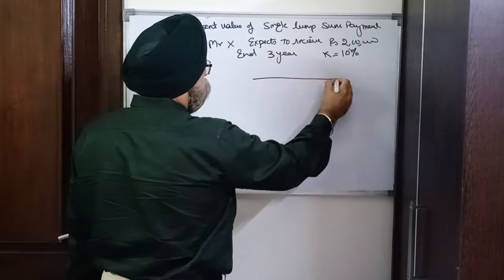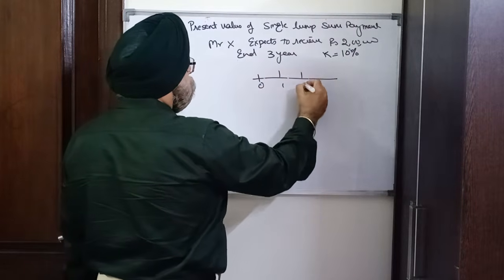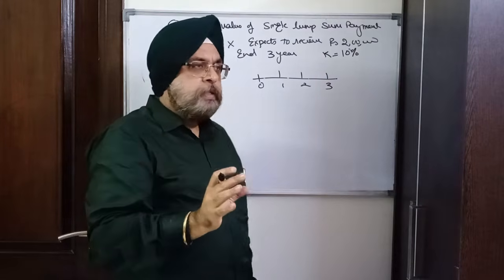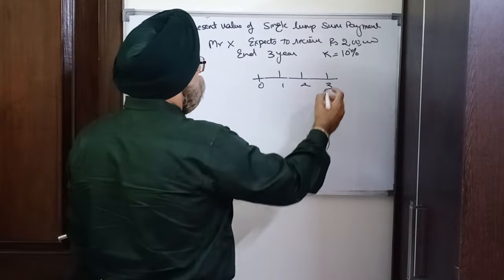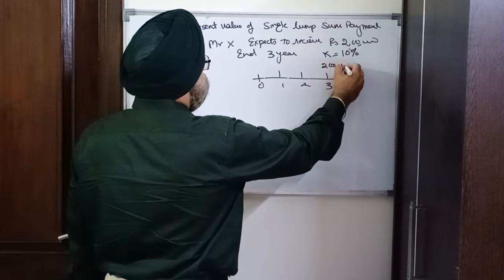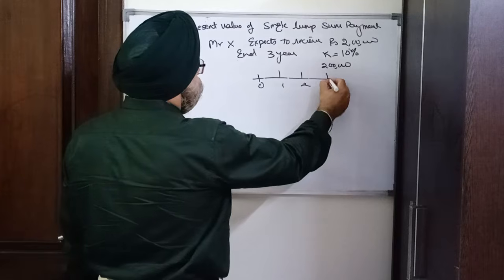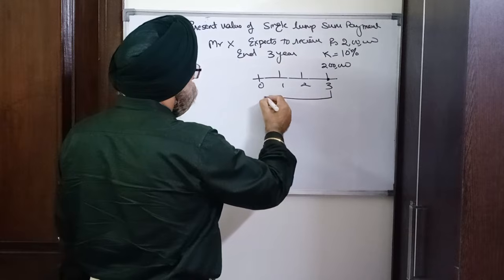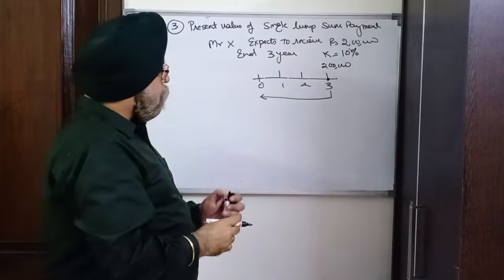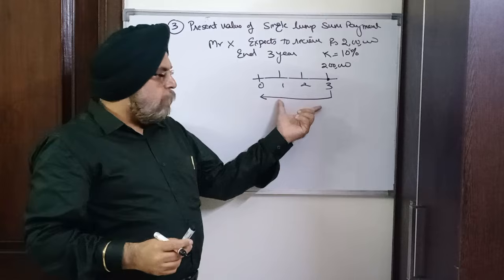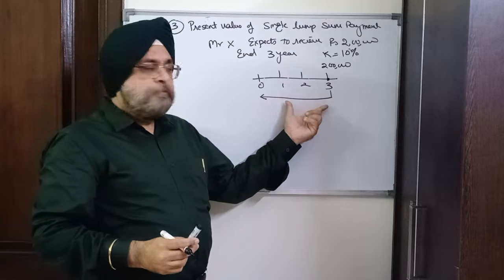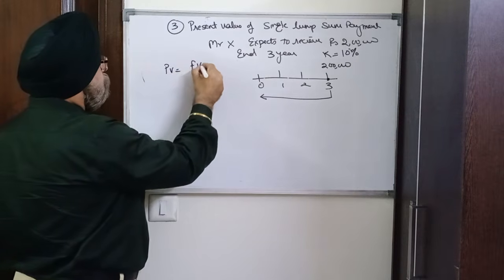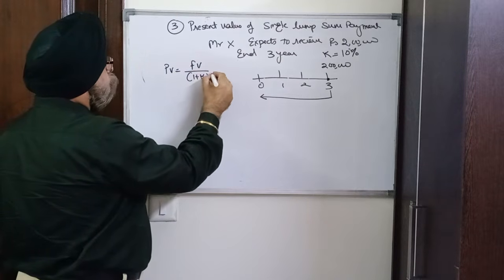So first of all, we will have to make a timeline. Please don't forget to make the timeline. It will take only 5 seconds and 99% your problem is solved. We are getting 2 lakh rupees at the end of 3rd year. That is point 3. And we want to know the present value. So when we are using the term present value, we are talking about discounting, the process of discounting. So the formula is PV is equal to FV upon 1 plus K raised to power N.